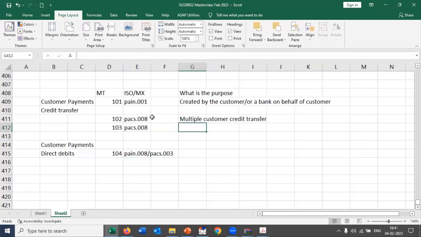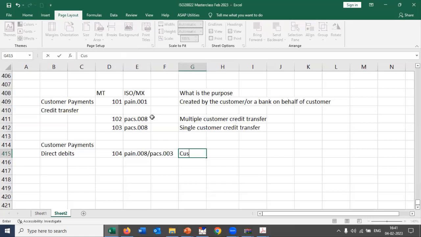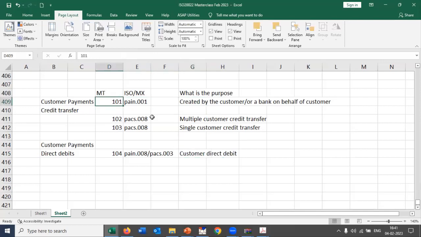I forgot to write one here, single customer credit transfer. That means in one single MT103, I can have only one transaction. That is the single customer credit transfer. Then this is customer direct debit. These are the important message types so far as the customer payments are concerned: 101, 102, 103, and 104.